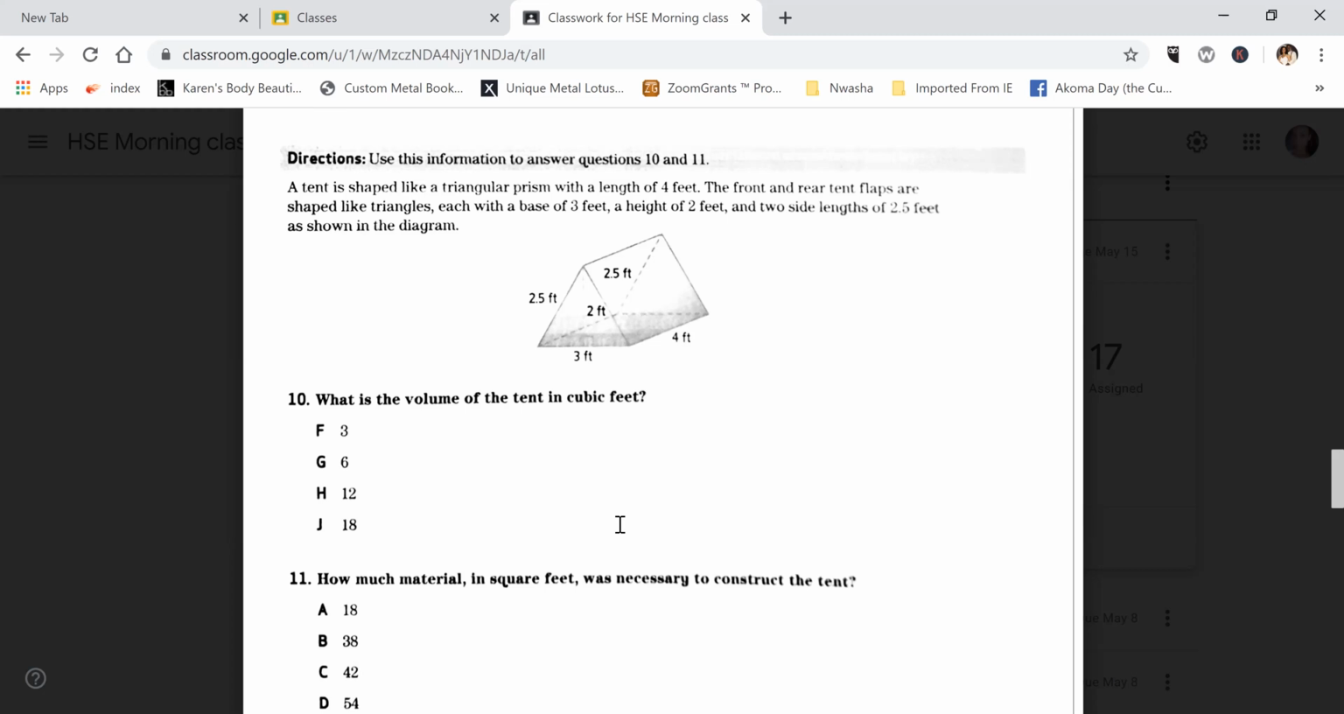Does anybody have questions about that? Go ahead, Bernie. No question. All right, so no questions about that one? No, ma'am. Perfect. So now we're moving on.